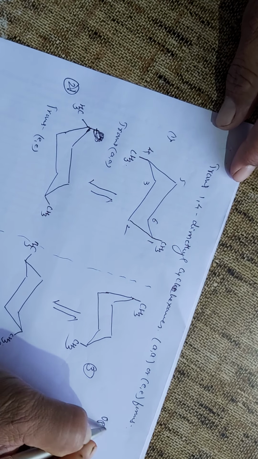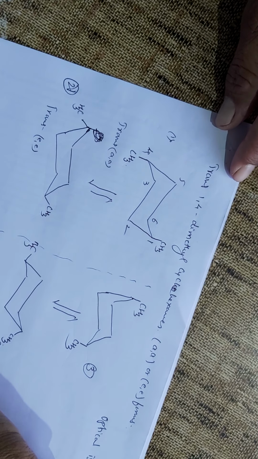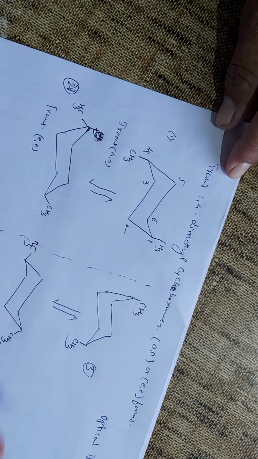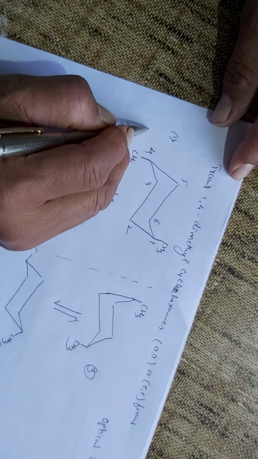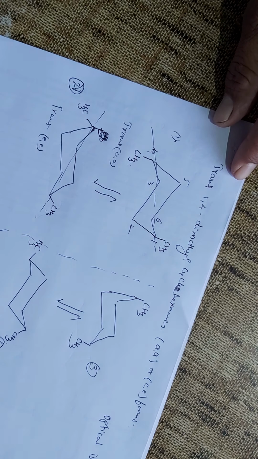Now the optical isomerism of this compound. What is the optical isomerism of this compound? It shows that, as in cis 1,4, here again there is a plane of symmetry passing through the 1 and 4 carbon atoms.